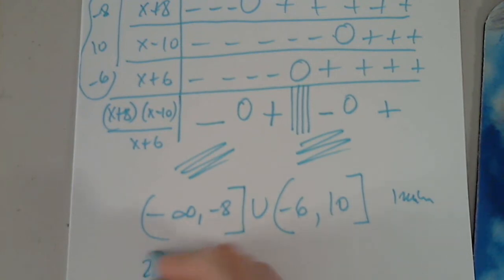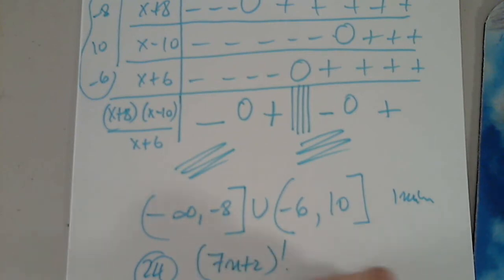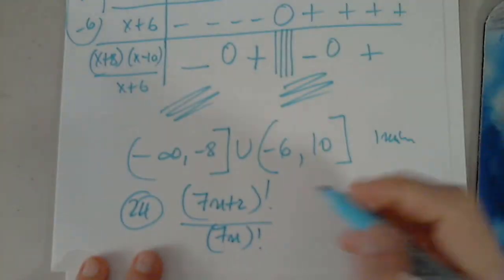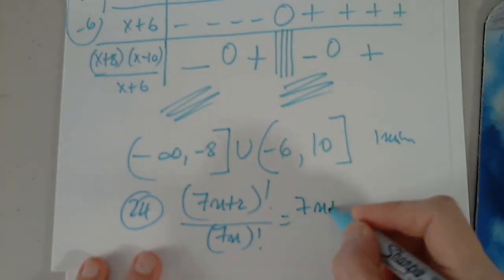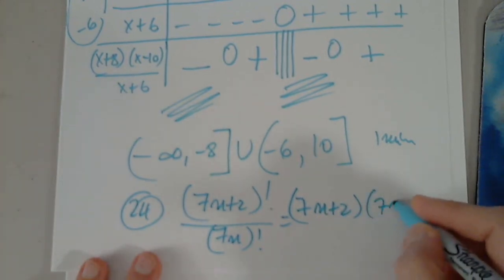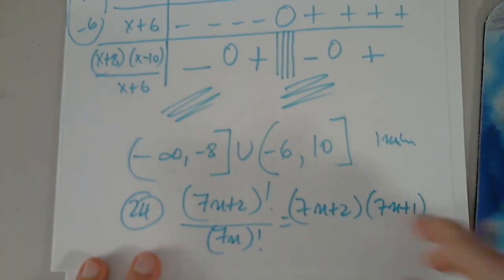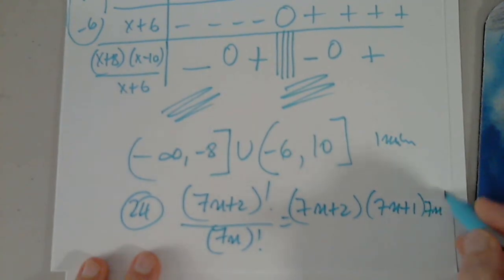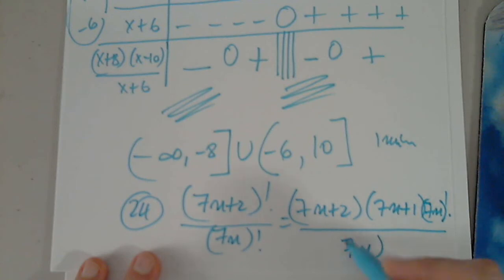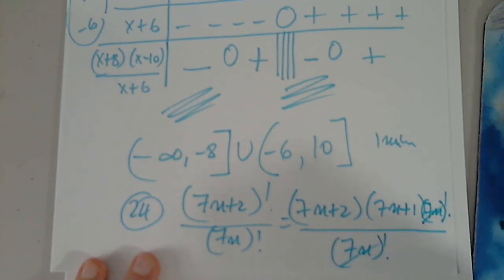So 24 has 7n plus 2 factorial over 7n factorial. You understand that it doesn't matter. When I expand, I still have to write 7n plus 2 as the first. I subtract 1 from here. It has to be 7n plus 1. I subtract 1 from here, and I stop at 7n in parentheses factorial. Why? Because I have 7n in parentheses factorial here.